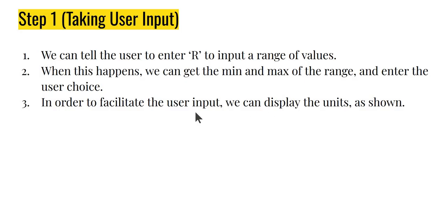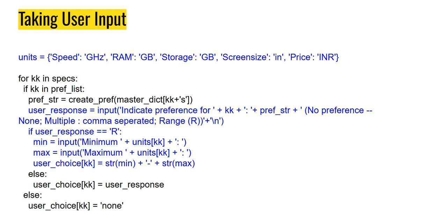Basically, just like comma separated values were like multiple values, now I can say, let me have my user enter R to give me a range. And when this happens, I can get the min and max range from the user's response. And also to facilitate this whole process, I can display the units as shown here. So basically the code I'm going to use is something like this. I will use another dictionary here. Notice this dictionary is containing all the units for the specific parameters or specifications. So speed, for example, gigahertz, RAM, GB, and so on and so forth. So again, these quantities have become the keys, and here gigahertz, GB, and all are the values.